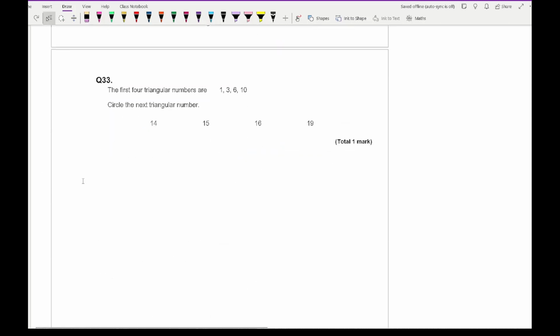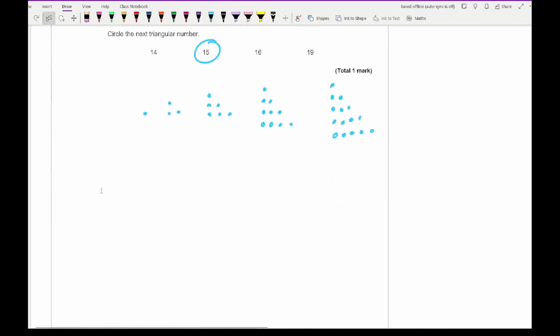Then with 33, it says the first 4 triangle numbers are 1, 3, 6, and 10. Write, to circle the next triangle number. Well, with triangle numbers, you can either draw the actual triangles, and with it being the 4th, it shouldn't take you that long. So the next one's going to have 5, then 4, then 3, then 2, and then 1. But basically, another way of looking at it is the difference is plus 2, plus 3, plus 4, plus 5, and 10 plus 5 is 15.